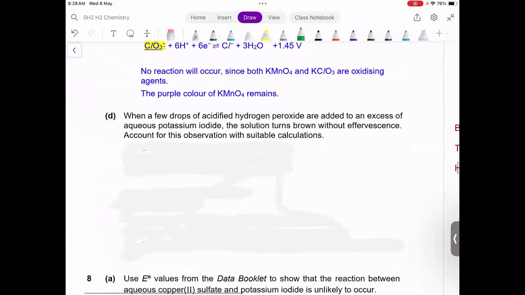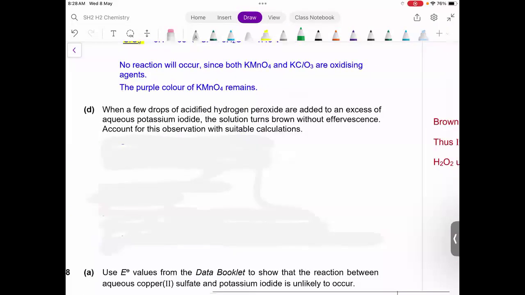So let's look at the next part, with a few drops of acidified hydrogen peroxide. Again, you are not working with a half cell, you are just working with one reactant. If you refer to your data booklet, do you notice that hydrogen peroxide can appear on both sides of the half equation? This means that you have to counter check the other reactant, so you focus on the I minus.